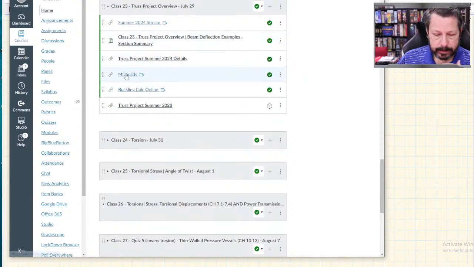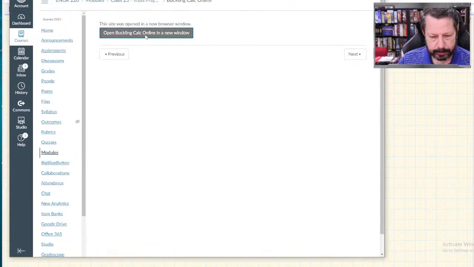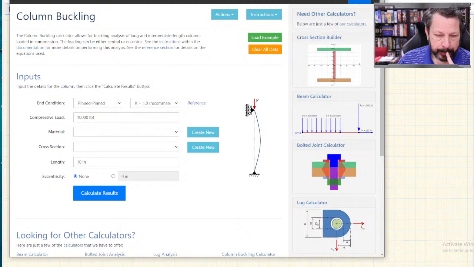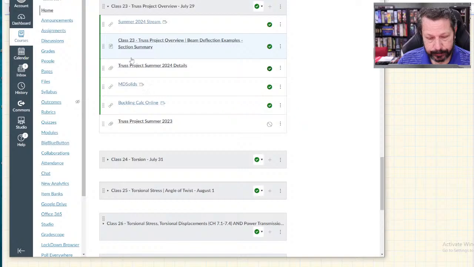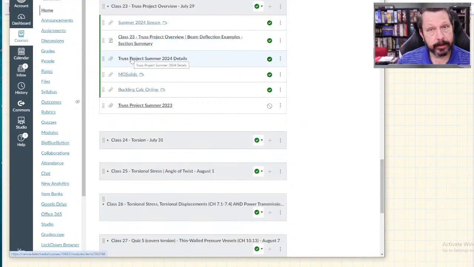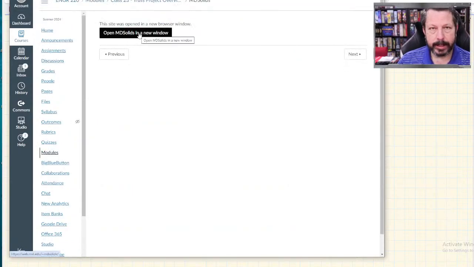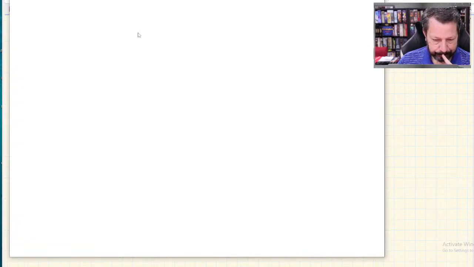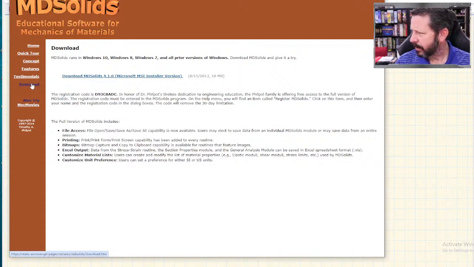These two links, MD Solids, and let me make sure the buckling still works. Sometimes they take these down. Let's see. Nope, that one still works. All right. So these two links are links that you might find useful for verifying your truss calculations. So MD Solids, click on here, open it in a new window so it goes to a new page. It is a piece of software, an old piece of software, mind you, and I assume it still works. I actually have not tested it on Windows 11.